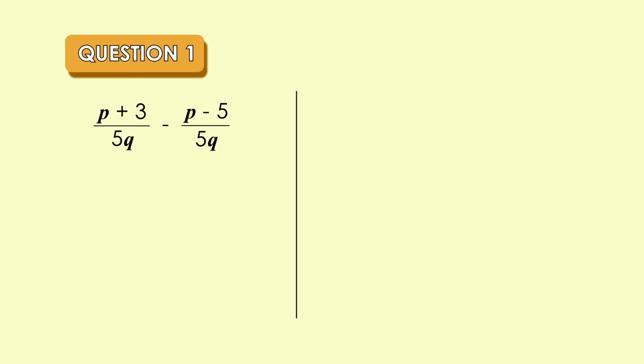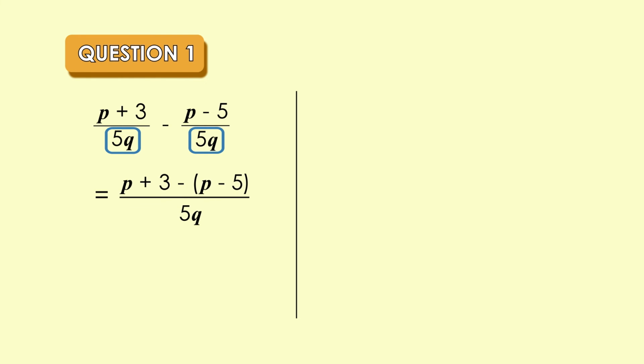Boys and girls, how are you doing so far? Let's try to do the following questions. Write the answer in your notebook. Let's do question 1. First, let's check the denominator of the algebraic fraction. Both of the fractions have equal denominator, which is 5q. Well, it's simple. We can proceed with the numerators.